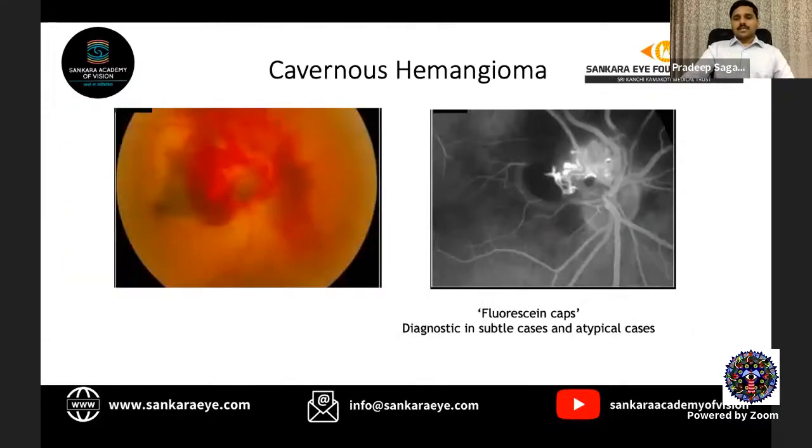The clinical utility is that it's very rare for a cavernous hemangioma to bleed, but in cases with bleed, a fluorescein angiogram can help in detection of the fluorescein cap and confirm the diagnosis of cavernous hemangioma in such doubtful cases.